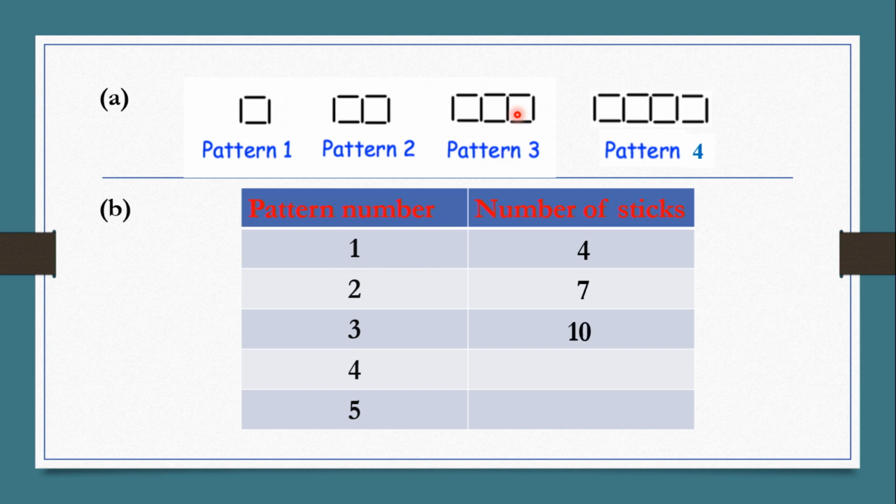Now you can count for pattern 4, or we can also try to find which operation we have to perform to get the next term. You can see that we are adding 3 to get the next term. So for pattern 4, we are going to have 10 plus 3, 13 sticks. Or you can also check your answer by counting the number of sticks here. Pattern 5 will be 13 plus 3, which is 16.